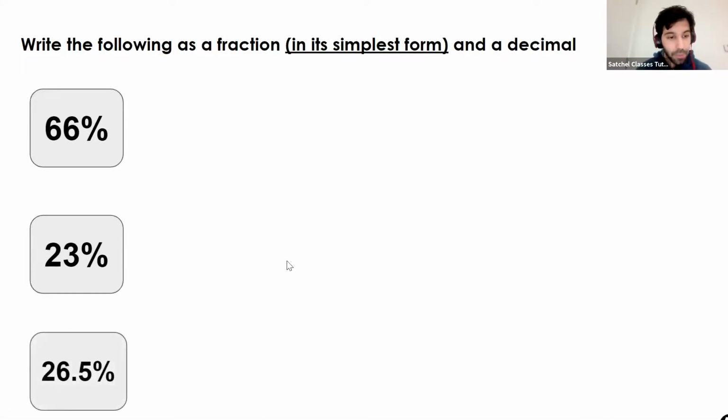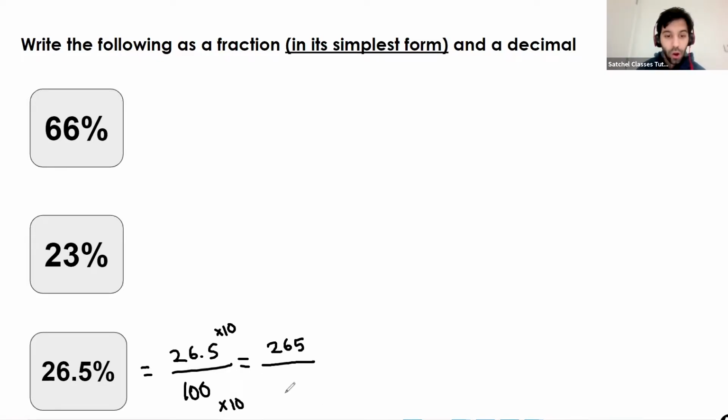So 26.5%. So I can rewrite this as 26.5 over 100. Now, one thing that you need to be very careful with is that we can't have a decimal on a fraction. So what I can do is either multiply both of them by 10. Whatever I do to the top, I have to do to the bottom. And the reason why I multiply the top, or the numerator, I should say, by 10 is because I want to turn it into a whole number.